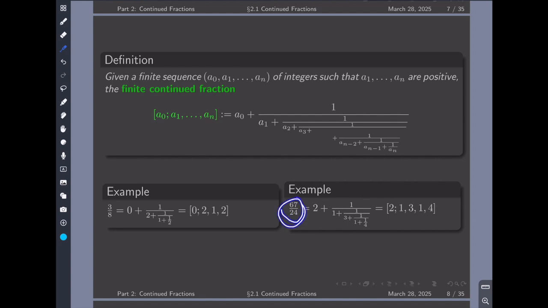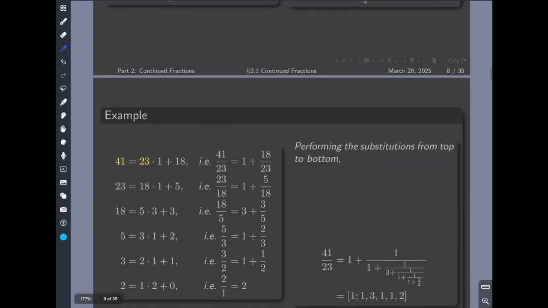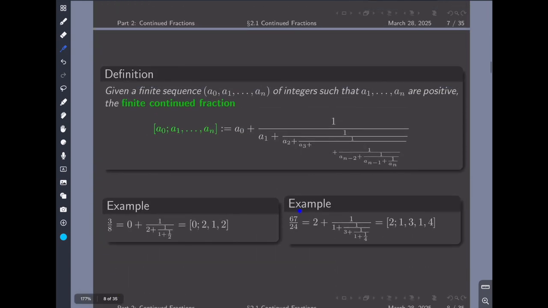67 divided by 2. Well, you can apply again the process of Euclid's algorithm to obtain this. So it's pretty much for every rational number, I can apply Euclid's algorithm and obtain such an expression, which means that every rational number has a finite expression as a continued fraction.